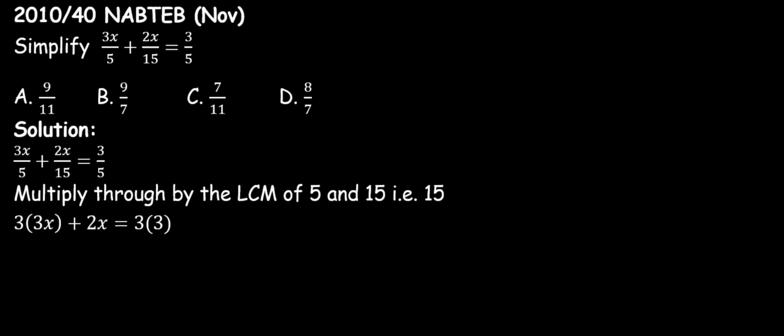Our result, when we open up the bracket, we now have 9s plus 2s equals 9. And that will be 11s equals 9. From here, we divide both sides by the coefficient of s, which is 11, and we say s is equal to 9 divided by 11.